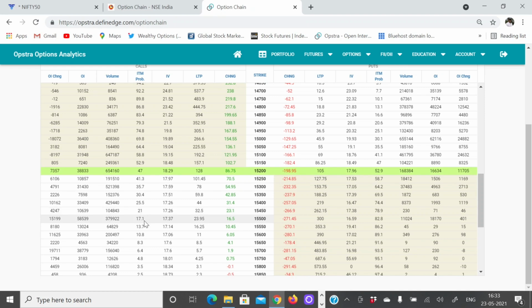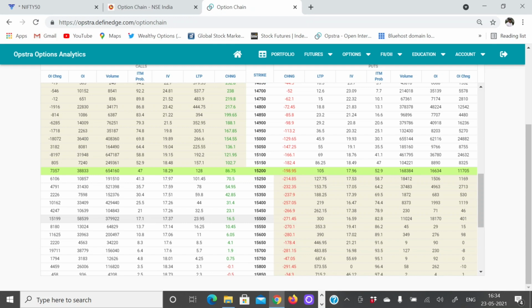And if you look at 15,500, the in-the-money probability is only 17%. That means there is an 83% probability it can expire worthless, right? Nifty is currently trading around 15,200, so it says that by the day of expiry, Nifty may not cross 15,500. The probability of crossing is only 17%, and the probability of not crossing is 83%.